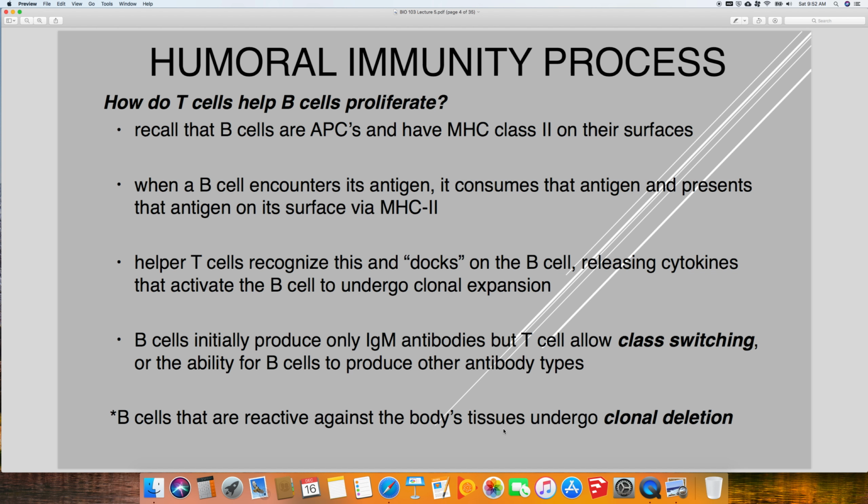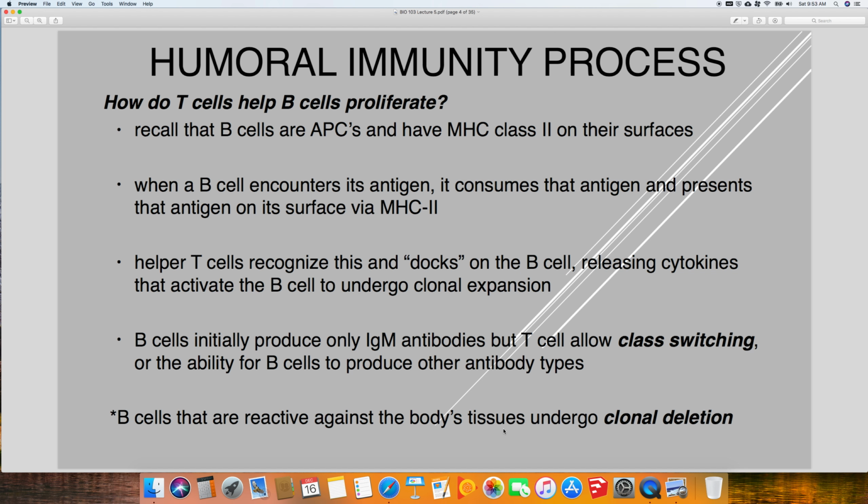Okay? Now, helper T cells or CD4 positive T cells recognize MHC class 2. Okay? And they will dock on the B cell on that MHC class 2. And when they do that, they release these cytokines that activate the B cell, and that tells the B cell to undergo clonal expansion. All right? Now, this also allows class switching, which is when the B cell or the plasma cell starts to produce different types of antibodies.